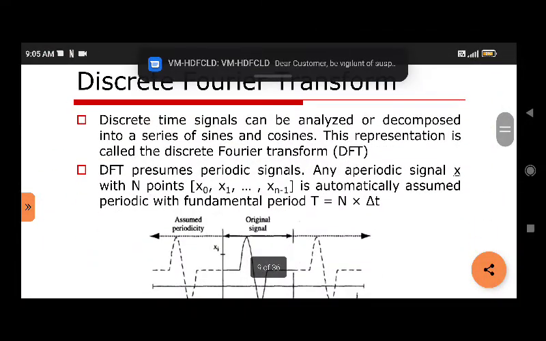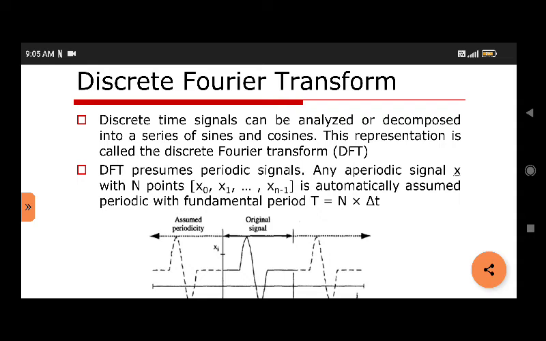Now, first we saw the continuous signal. Okay, then now what is the discrete Fourier transform? Discrete time signals can be analyzed or decomposed into a series of sines and cosines. This representation is called the discrete Fourier transform. A continuous signal has all the values present, but in discrete some values are not present. Okay, so the DFT presumes periodic signals.